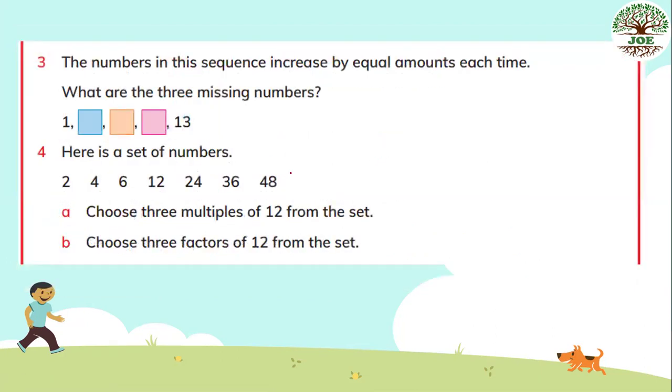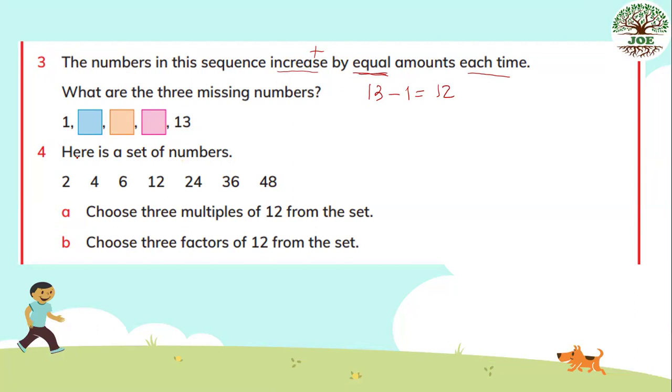Number 3: the numbers in this sequence increase by equal amounts each time. Equal increase means we have to add an equal amount each time. What are the 3 missing numbers? We have to fill in these 3 numbers. The first one is 1 and the last one is 13. So the first step is to take the difference between them. 13 minus 1 is 12.